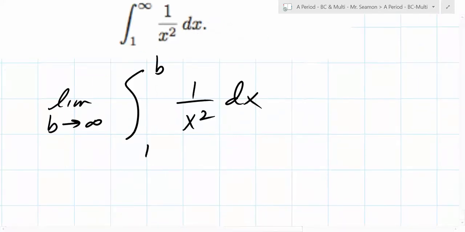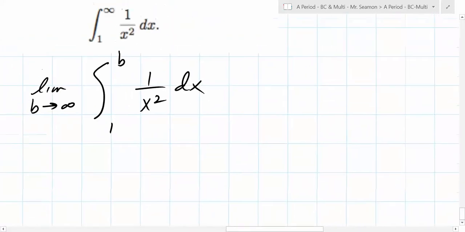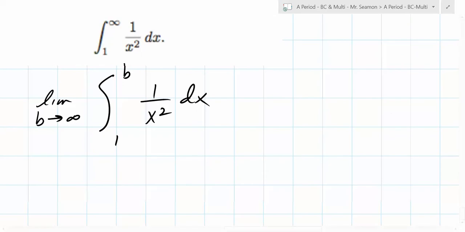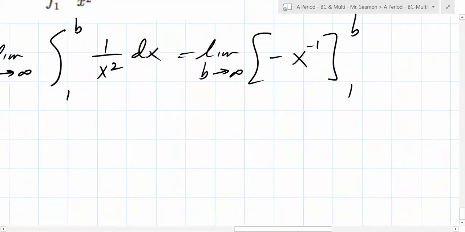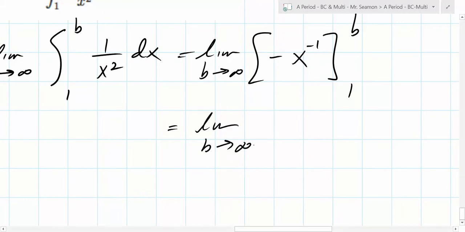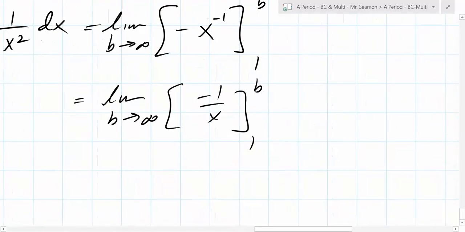Let's do this one. Actually, you know what? You practice it. Do that one out right there. So this is going to be the limit as b goes to infinity of negative 1 over x, from 1 to b. You just have to be careful of all the negative signs. That's fine. So what's that going to be?